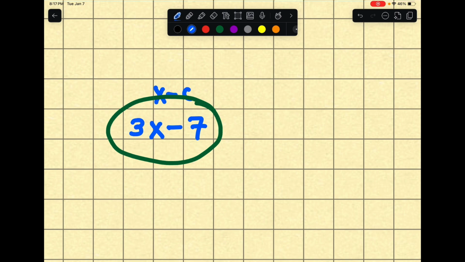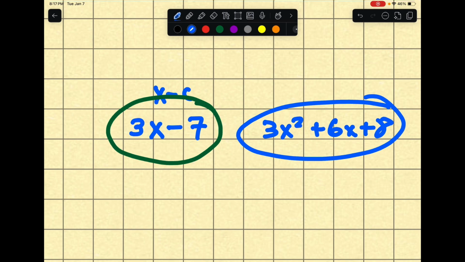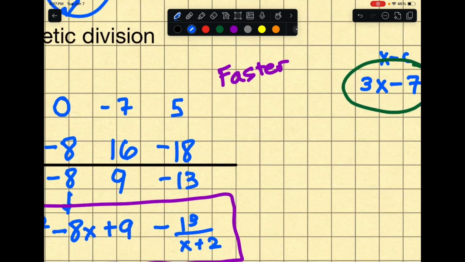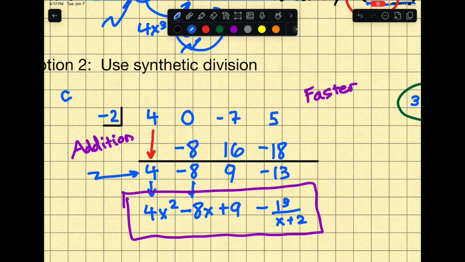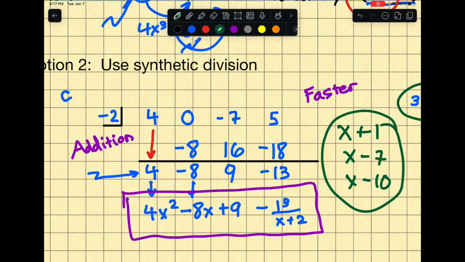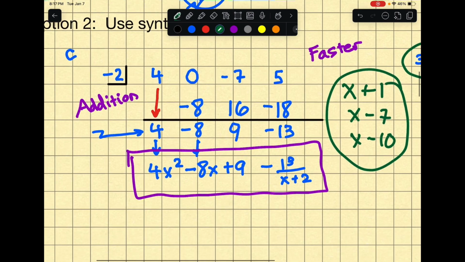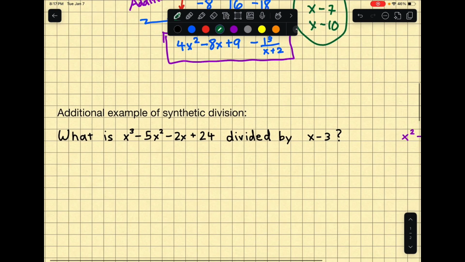Also, if your divisor is not even a power of 1, let's say you're dividing a cubic by a quadratic, 3x squared plus 6x plus 8 or something like that, then that definitely won't work with synthetic division. You have to use long division. Where synthetic division is nice is if you're dividing by very simple binomials like x plus 1 or x minus 7 or x minus 10. You've got some pretty simple binomials that you're trying to divide into your polynomial, and then synthetic division is better.